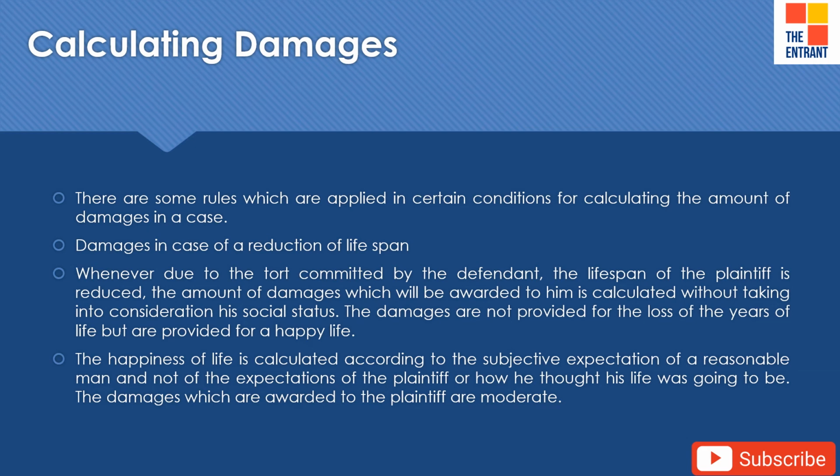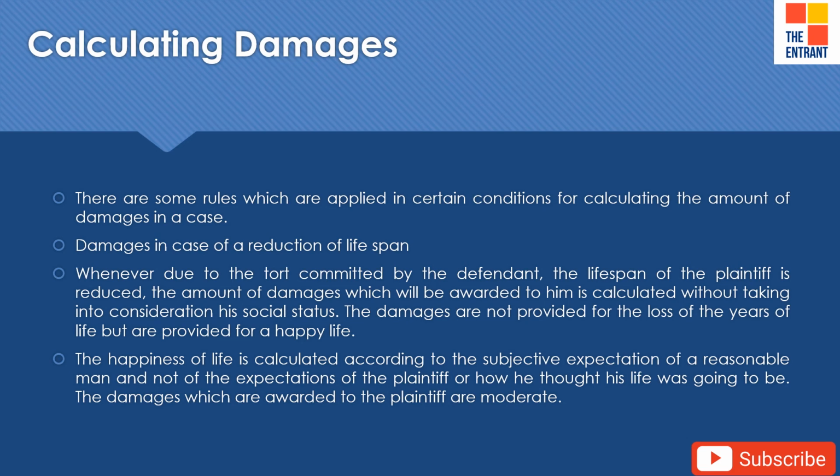There are some rules which are applied in certain conditions for calculating the amount of damages in a case. Damages in case of a reduction of lifespan. Whenever, due to the tort committed by the defendant, the lifespan of the plaintiff is reduced, the amount of damages which will be awarded to him is calculated without taking into consideration his social status.